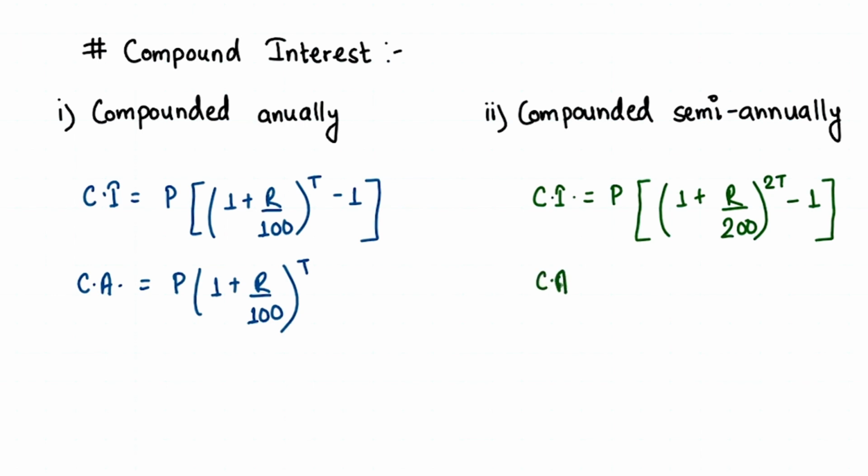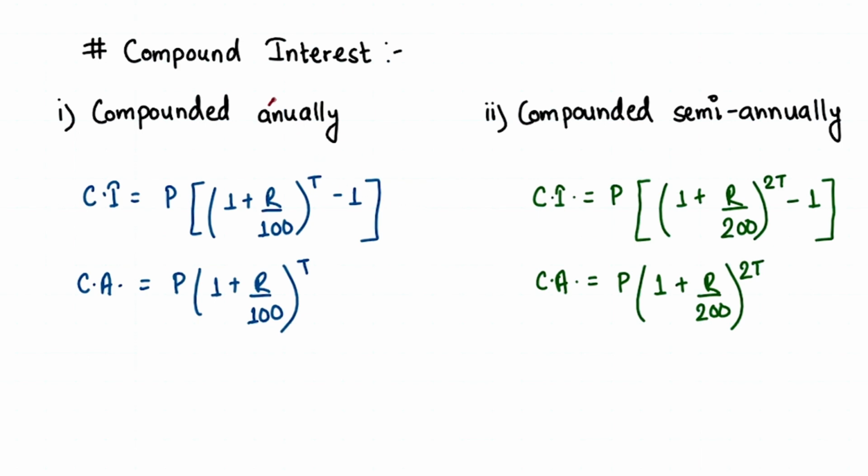Similarly, for compound amount, we can have a similar formula. So we have P, and then we remove that big bracket and minus 1, and we get (1 + R/200)^2T, okay? So in case of semi-annually, we just add 2 over here as well as here, okay? So we have 2T and 200. And that's it. That's the formula for compound interest compounded annually and compound interest compounded semi-annually, okay?